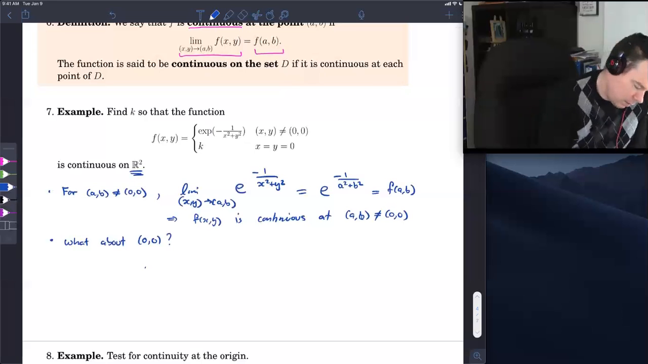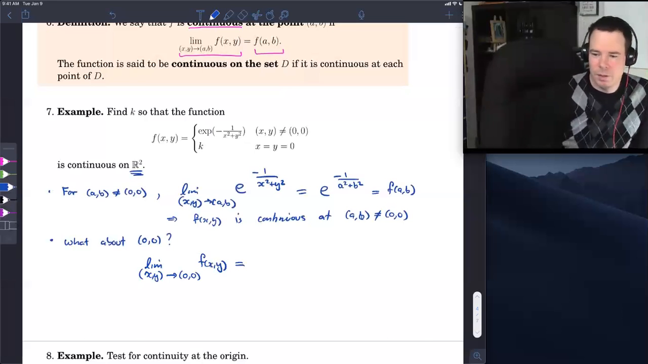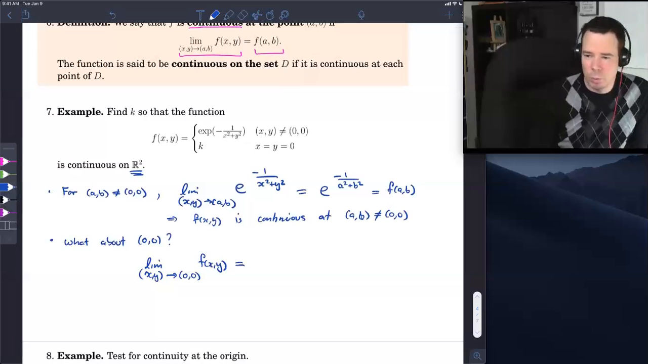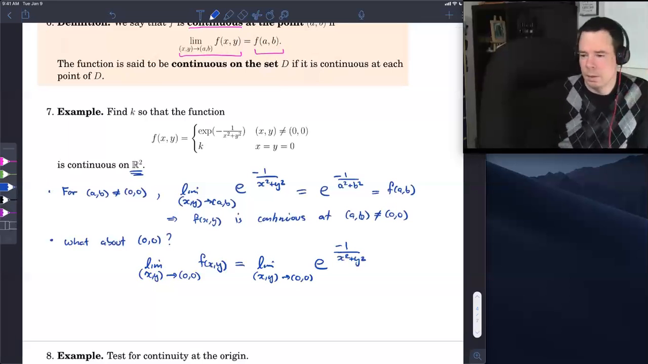Well, that's where we want to decide what is the limiting value of our function as we go to 0, 0. What is the limiting value? Because whatever this value is, if it exists, that would be an appropriate choice for k. So let's see, what's our limiting value? The limit as xy goes to 0, 0 of e to the negative 1 over x squared plus y squared.